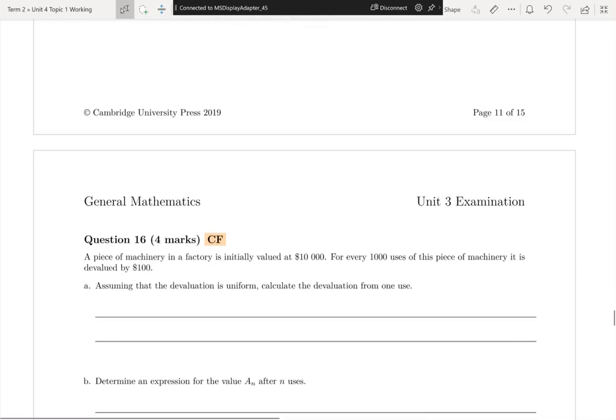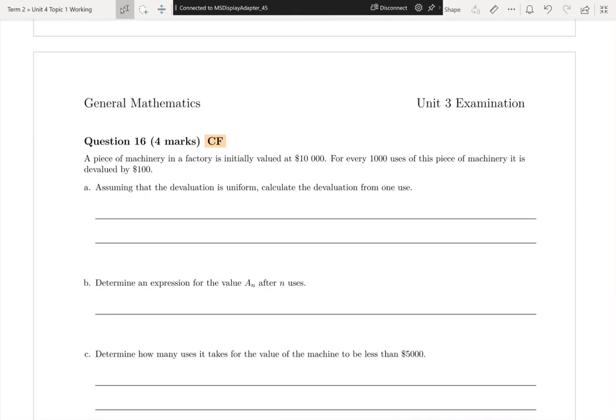Okay, 4 marks again. A piece of machinery in a factory is initially valued at $10,000. For every 1,000 uses, the piece of machinery is devalued by $100. That's a bit different. What topic would that fit under? Sequences. You're starting at a value and you're going up or down.